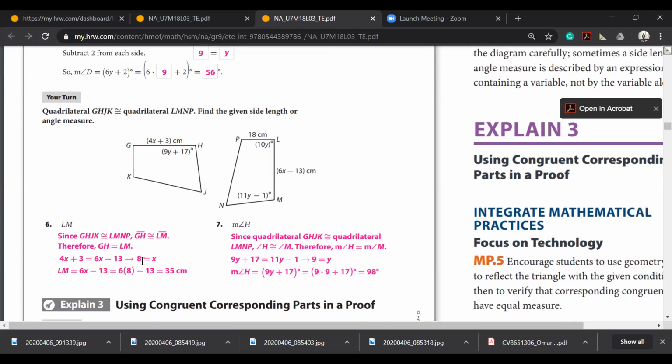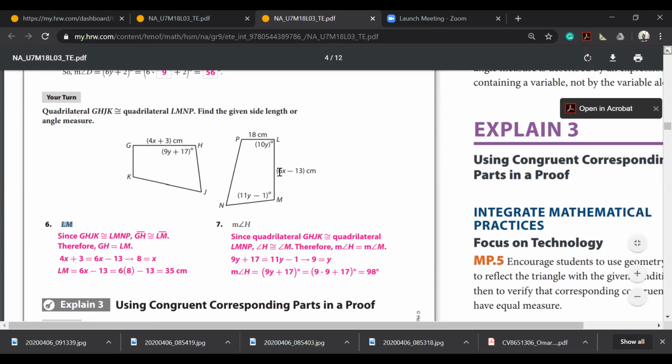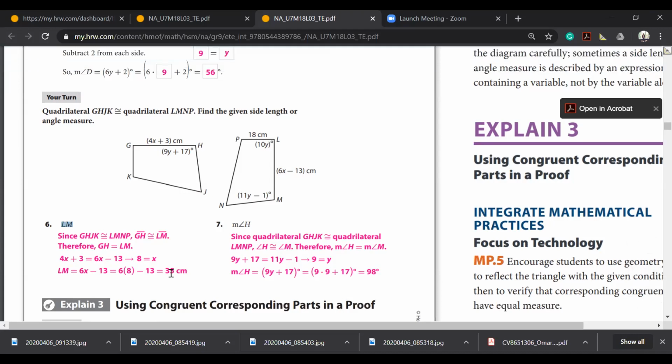After you find x, a lot of girls just gave me x and that's it. No, actually you will lose marks here. He didn't tell you to find x. He told you to find what? LM. So just finding x is not the answer. x is a part of LM. To find LM, I'm going to say LM is equal to 6x minus 13. So I have to substitute then. 6 multiplied by 8 minus 13 is equal to 35 centimeters. This is how I can find LM. So please do not forget the substitution step.